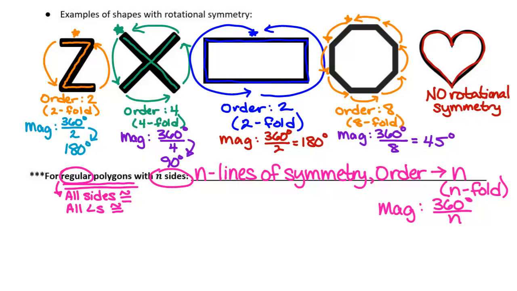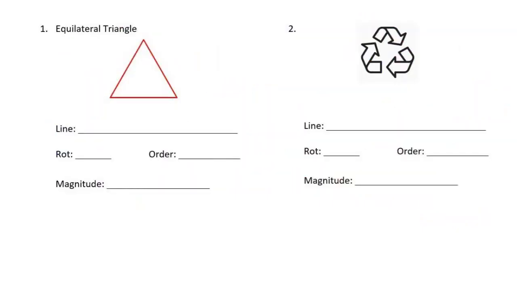So if I see a polygon, I see a shape where all the sides and angles are congruent. I know how many sides it has. That's how many lines of symmetry it will have. And the order will be 360 divided by the number of sides. Let's flip the page over and look at a couple examples where we look for line and rotational symmetry.